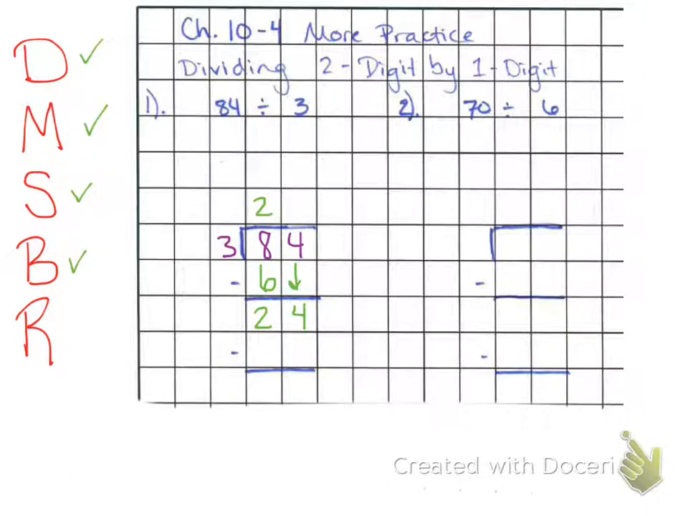All right. Now I'm going to check to see if 3 will go into that last number, 24. 3 goes into 24 how many times? Well, let's try 8. 3 times 8 is 24. We did the division, we did the multiplication. Now I need to subtract. Is there anything to bring down? Nope. So my final answer is 84 divided by 3 equals 28.